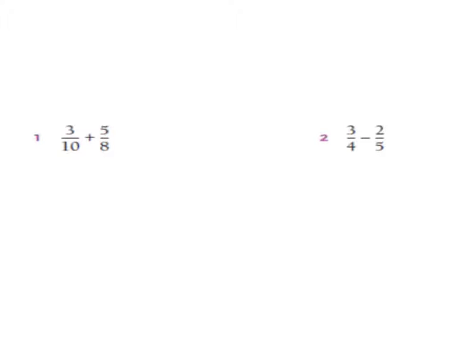So we have 3/10 plus 5/8. Let's pretend for a moment that the problem is actually 3/10 plus 5/10. If that was the case, we notice that they have common denominators. We don't have to do anything at this point except add our numerators. So 3 plus 5 is 8, and our denominators stay the same, 10 and 10. So it just stays as 10.